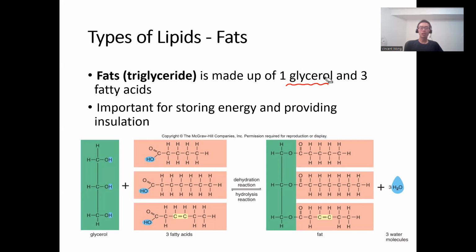Sometimes people call the glycerol the whole molecule. Okay, you see HO, right? That's the glycerol molecule. And we need to hook it up with 3 fatty acids. Okay, that's why it's triglyceride. Tri means 3. Tricycle has 3 wheels, right? Triangle has 3 sides. Triglyceride has 3 fatty acids.